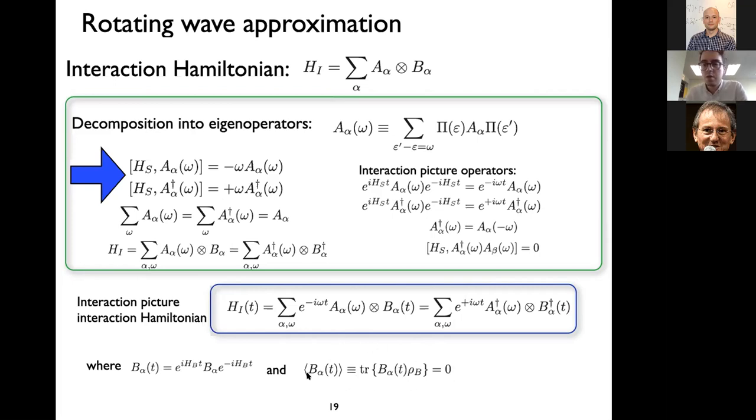And I won't go into the technical details of this, but generally, assuming particular properties, like if you assume that the initial state of your environment is a stationary state of the Hamiltonian HB, then you can always show that this property holds, but I won't specifically talk about that. Okay.